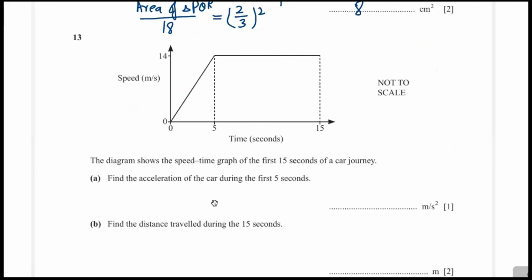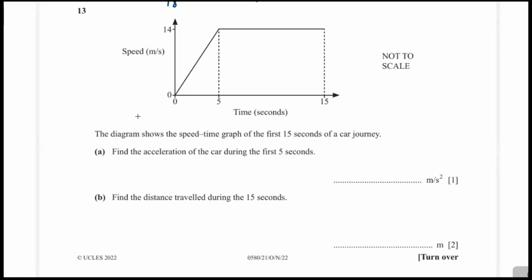Next is question number 13. The diagram shows the speed time graph for the first 50 seconds of a car journey. Find the acceleration of the car during the first 5 seconds. Now you see here, this is the speed time graph. From the speed time graph, you can find the acceleration by taking the gradient of this line. The first 5 seconds, you see here, this is 0 to 5. This line is the speed time graph, and you will take the gradient of this straight line. You can find the acceleration.